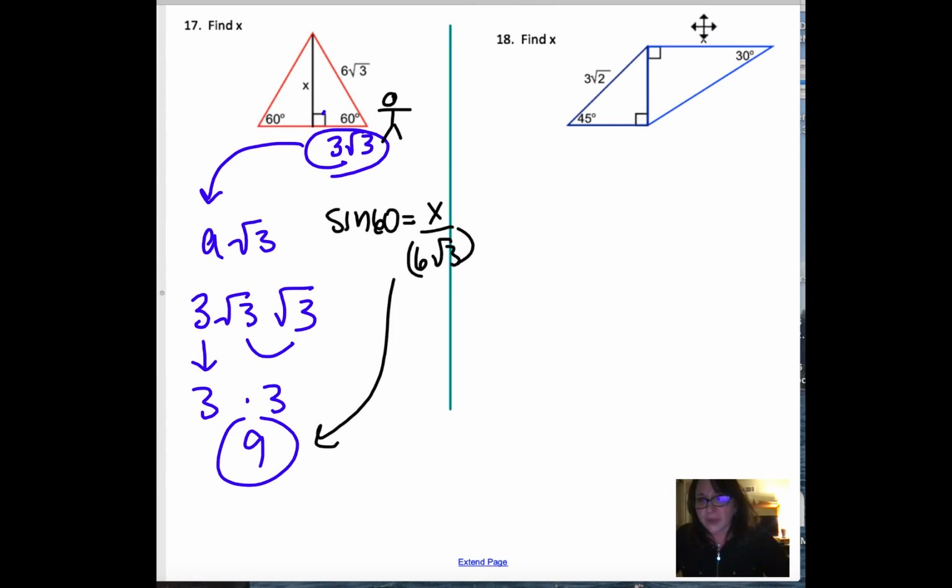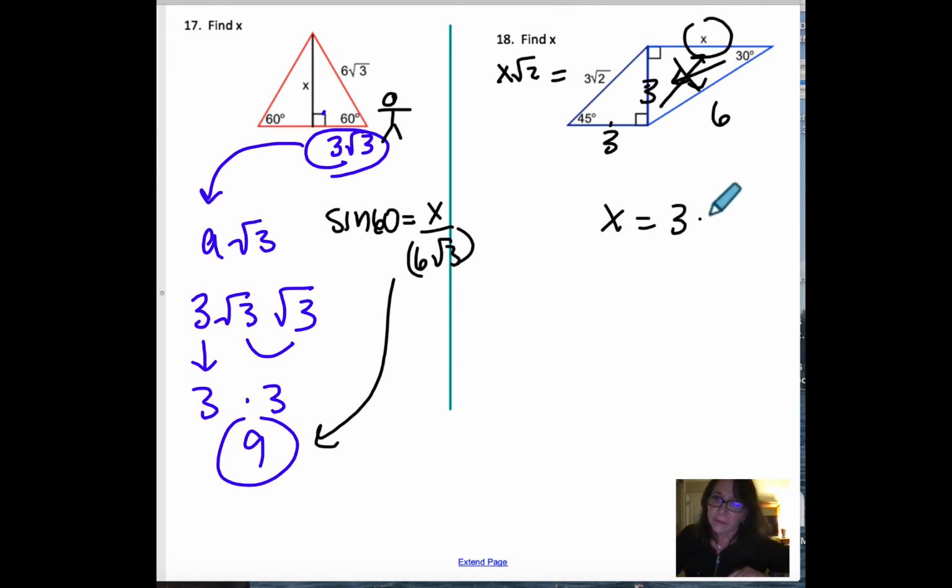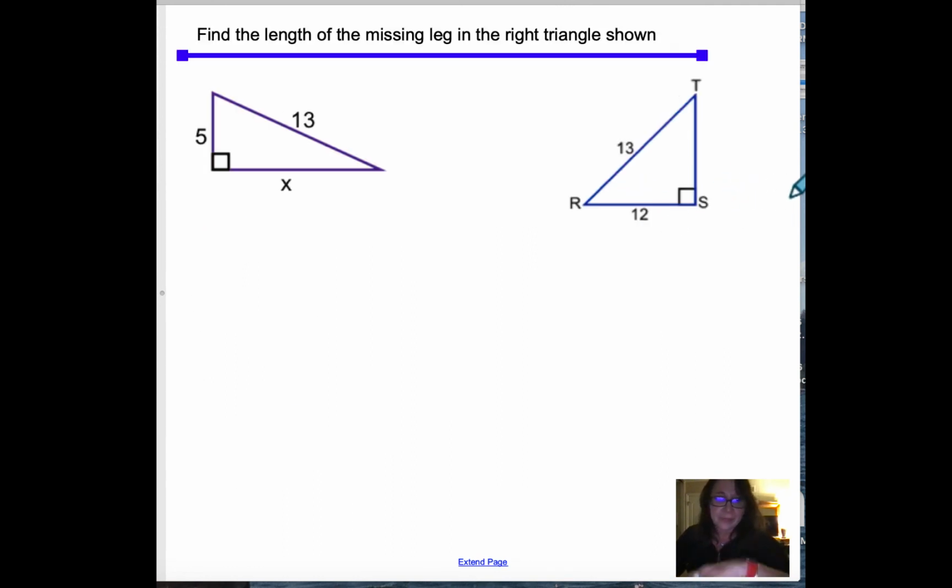What we're trying to do is find x, which is way over here. So we know that this is x, and this is equal to x root 2, which means x is 3. So then we have 3, 3. And now we're looking at the 30, 60, 90, and across from the 30 is 3. Across from the 90 is 2 times that value. And across from the 60 is going to be 3 root 3. So x is equal to 3 root 3.